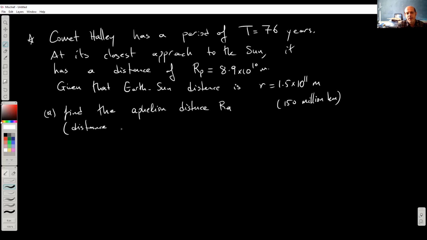Distance when it is farthest from the sun. Okay, and part B, what's the eccentricity of the orbit?